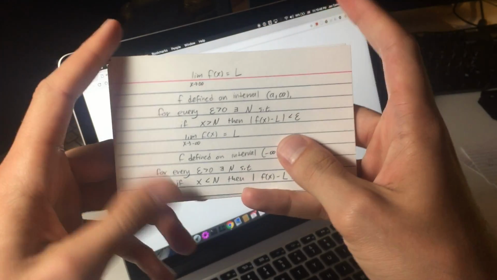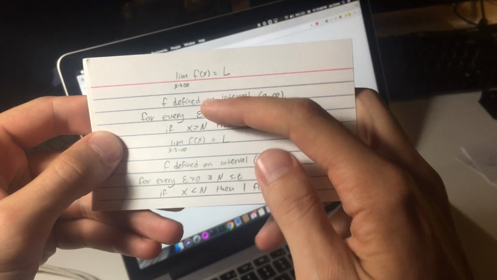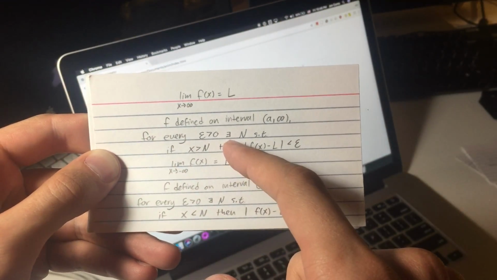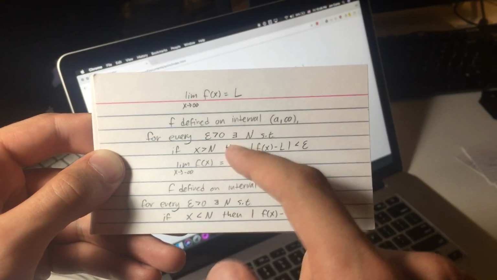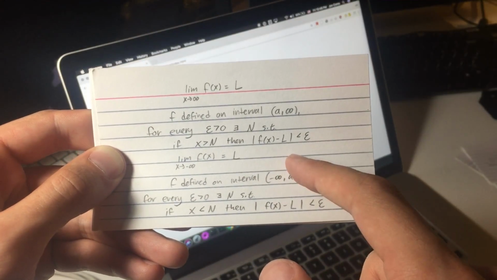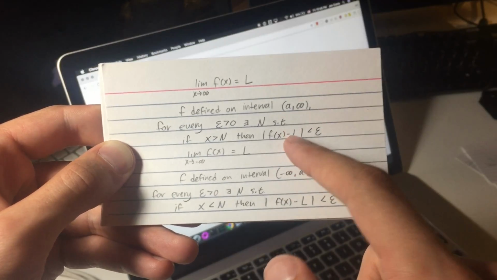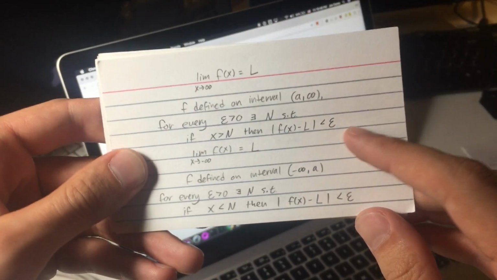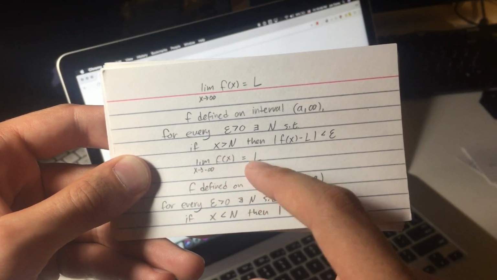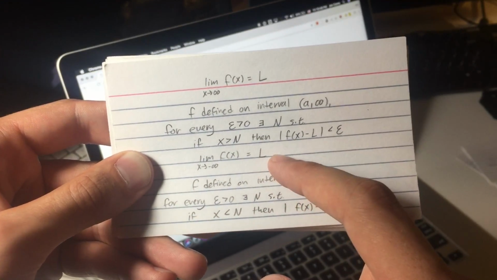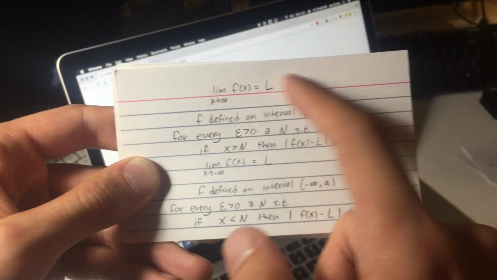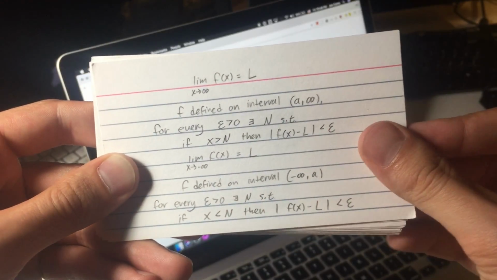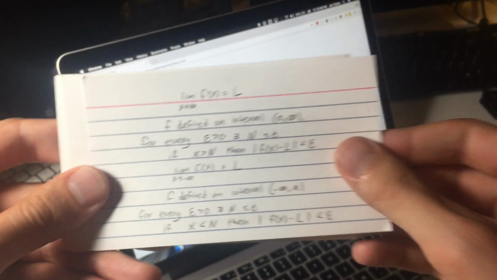And so we'll look at the definition. So f is defined on some interval, a to infinity. And we're saying for every epsilon greater than 0, this is the challenge, there exists an n such that if x is larger than n, then the distance from the limit of the function's output can be within epsilon. And if that's so, then we're going to say that the function has a limit, and the limit is L as x approaches infinity or negative infinity. So that's basically why there's two copies of that same definition.